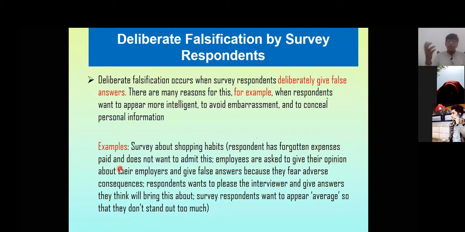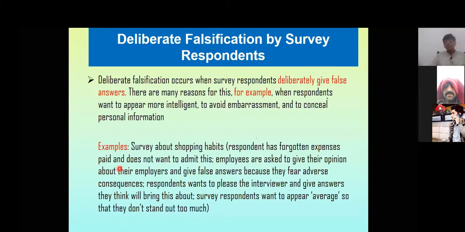For example, if I ask you how much you spent on your shopping last week, most of the time people do not remember. So deliberately they say, okay, 10,000, 15,000. Sometimes they do not know who the interviewer is, and suddenly if you reach them and ask, sir, how much did you spend on shopping in the last month? Probably they want to hide this information because they do not know who you are.